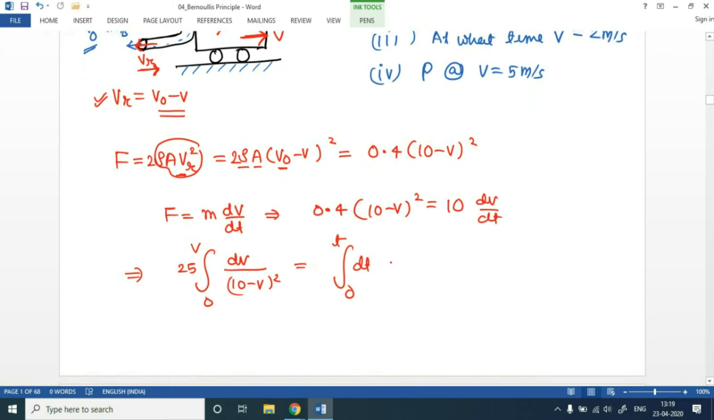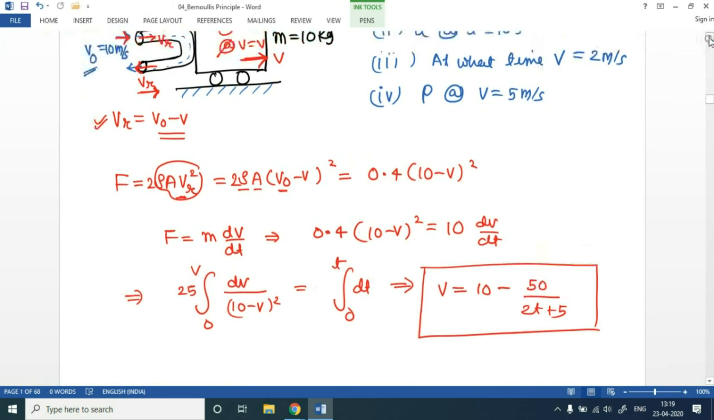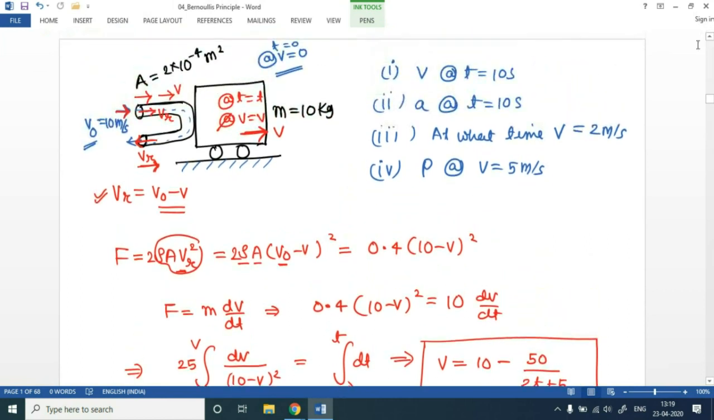Solving this differential equation, you will get v is equal to 10 minus 50 divided by 2t plus 5. This is the velocity as a function of time. So we can answer the first question here: the velocity at t equal to 10 seconds.